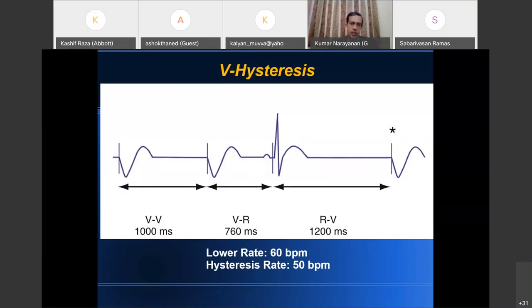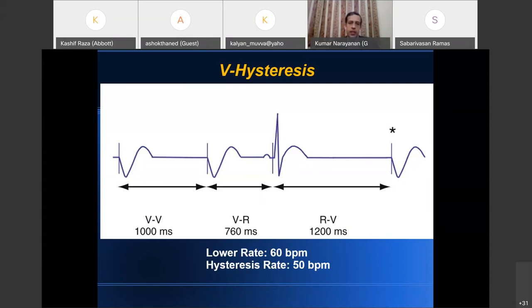So the first two are fairly easy to understand. So this is an example of ventricular hysteresis. Here the lower rate has been programmed to 60 beats per minute, which means that if the rate falls to below 60, the pacemaker should pace. But in addition, a hysteresis rate has been programmed. Now remember, hysteresis rate is always going to be lower than your set programmed rate. That is the extra leeway you want to allow to look for intrinsic events.